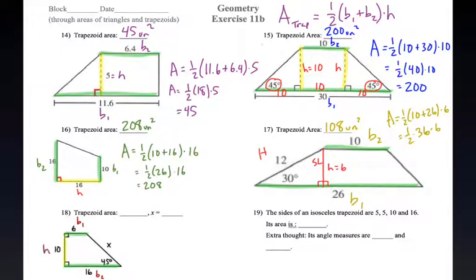6 and 16 are set for us. And those are my bases. 10 is my height. Look at there. They're connected with that right angle. So I'm set up for the area, no problem. Now, how to figure out what 10 is?